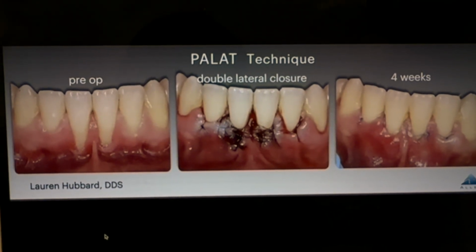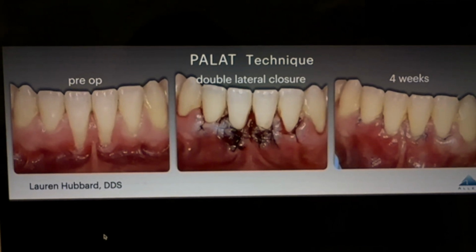I'm showing you this one because this is from a dentist who sent me these photos. She took my course a year ago. We do this procedure on a model.